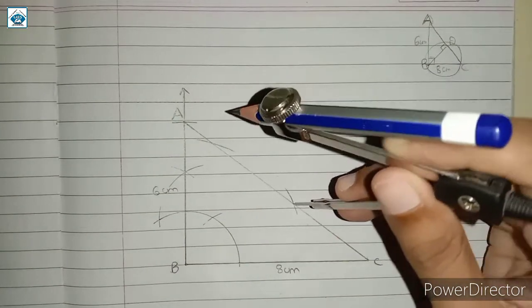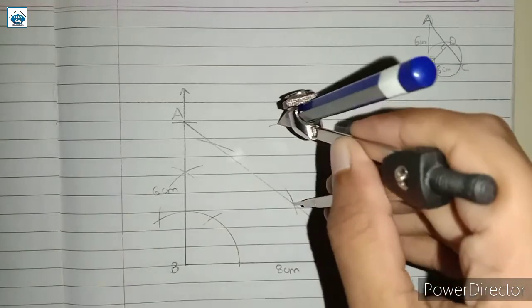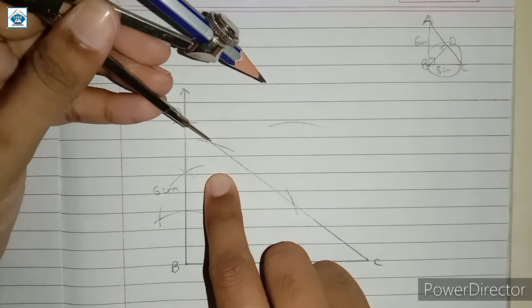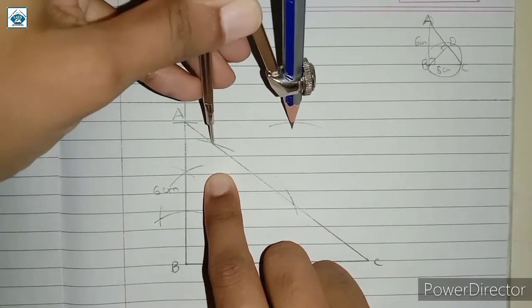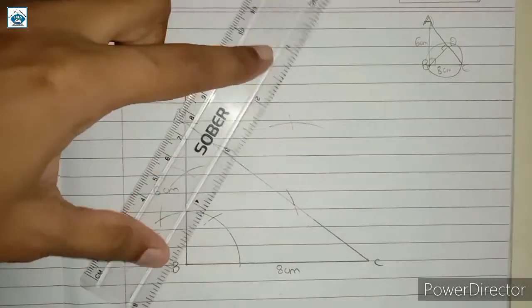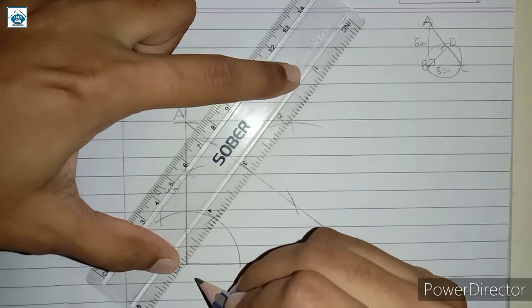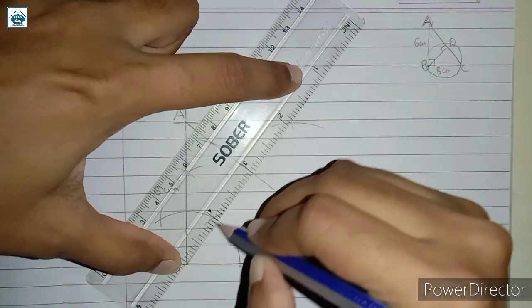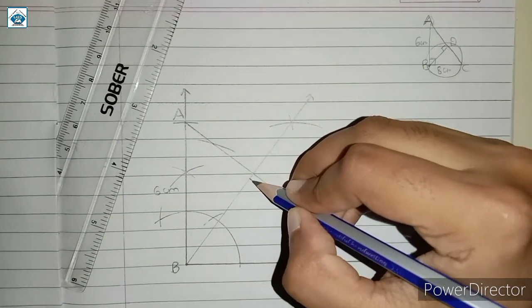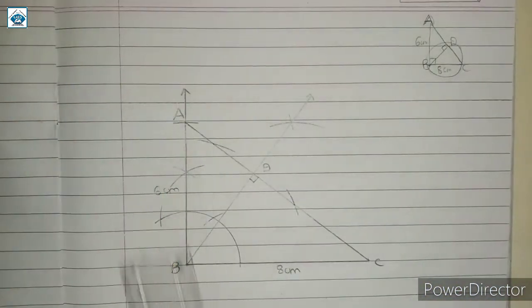So keep the pointer on this point, take more than half the distance, and draw an arc like this, and draw another arc from this point like so. So over here joining these 2 points will give us BD, and here this angle will be 90 degrees and this point is D. Let us measure it now.